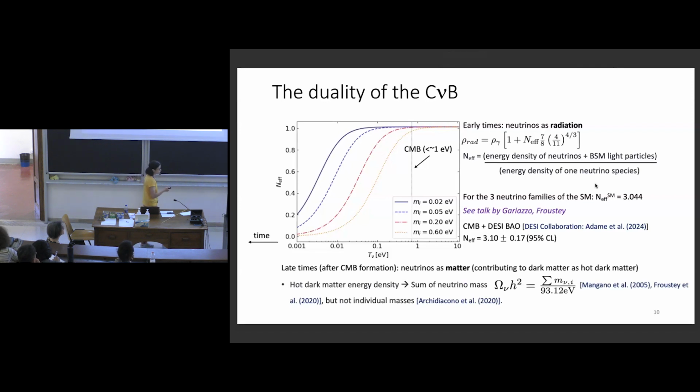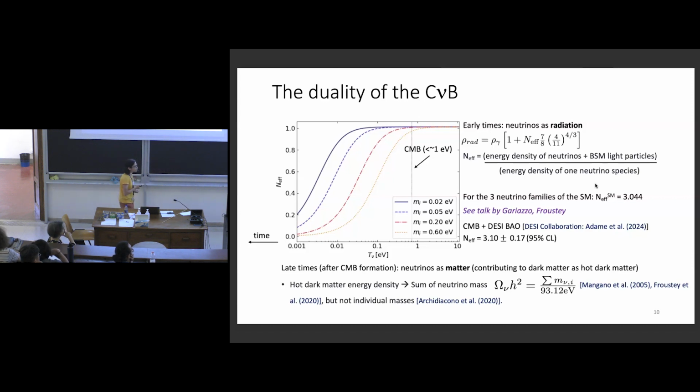But then, at later times, we know that neutrinos are massive, at least 2 neutrinos are massive, so their contribution to N_eff drops because they go non-relativistic. And after CMB formation, they start behaving as a matter component, contributing to the hot dark matter density of the universe. It's a hot dark matter density, and it cannot be the cold dark matter of the universe, because when neutrinos decouple, they were still highly relativistic. So they cannot be the main cold dark matter of the Lambda CDM model.